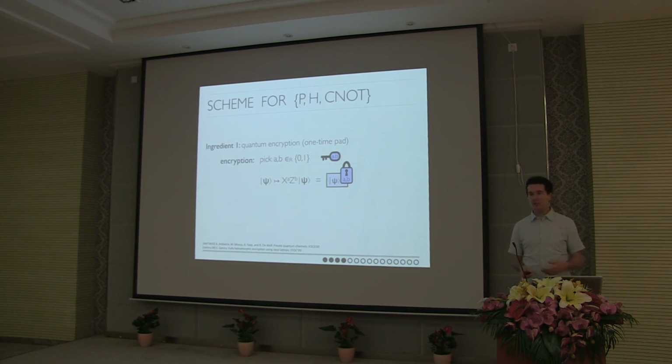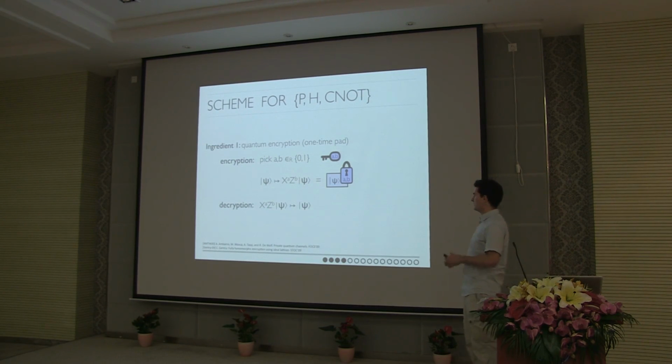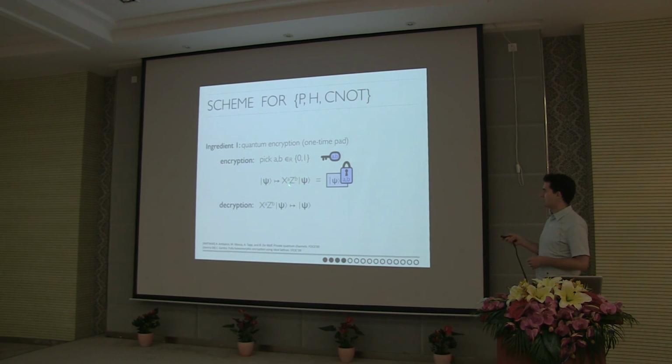But if you know what A and B is, then you can simply undo, and by simply self-inverse operations, you can also apply X and Z according to these bits A and B and recover the original state. So this is what we call the one-time pad encryption. Because it looks like the classical one-time pad, except that you also randomize the phase. So that's kind of analogous to the classical one-time pad.